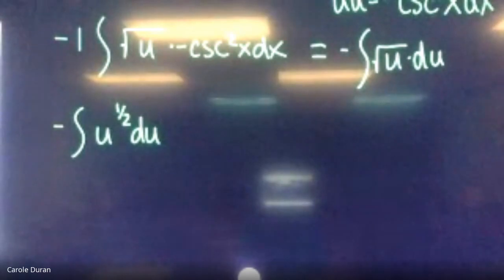Wait, where did that go? Oh, I put it in front of the square root, so I did. Right, no, that doesn't work. The negative only applies if it was in the denominator.